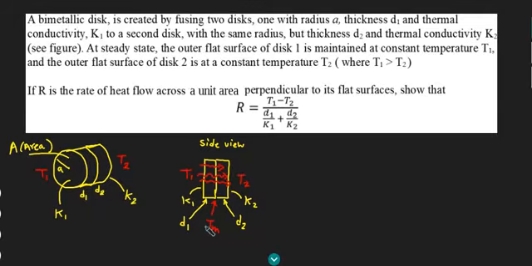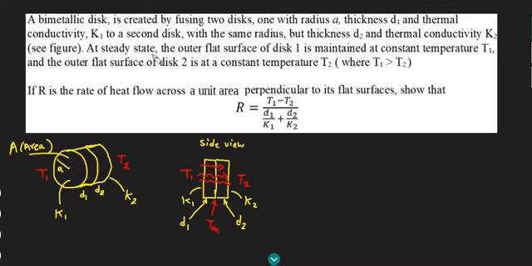A bimetallic disk is created by fusing two disks, one with radius A, thickness D1 and thermal conductivity K1, to a second disk with the same radius. So that means the two disks will have the same cross-sectional area because their radii are the same. But the second disk will have a different thickness D2 and a different thermal conductivity K2 purely because it's made out of a different material. You can see a diagram of this bimetallic disk.